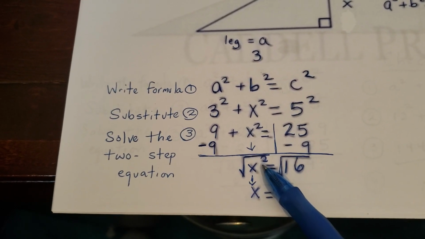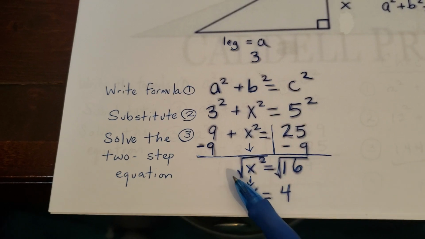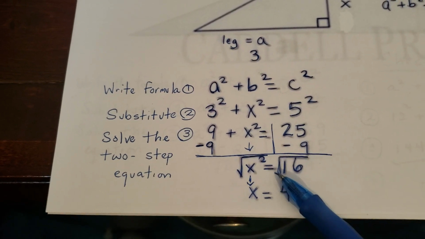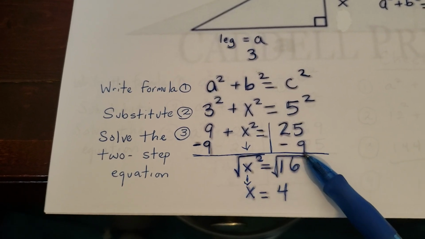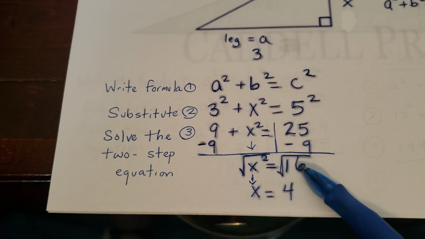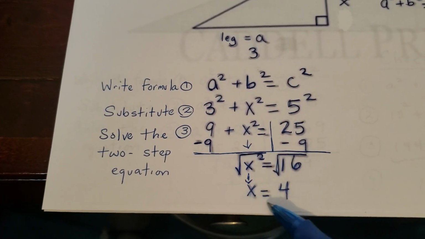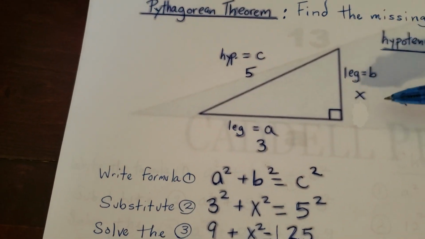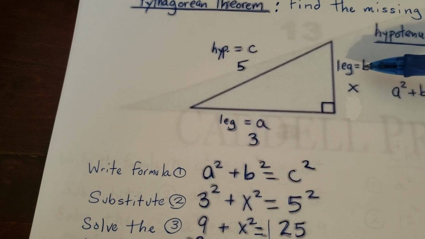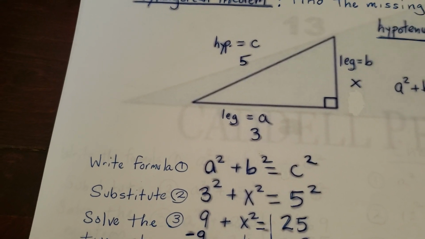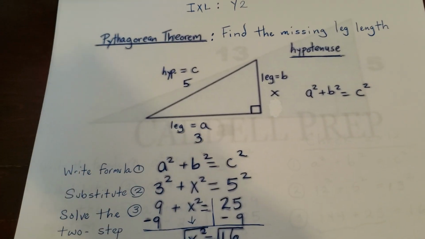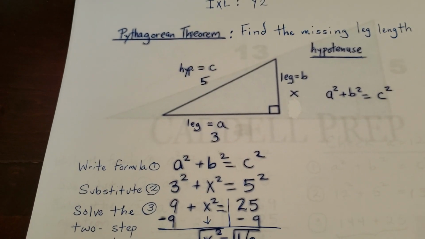But I don't want x squared. I just want x. So the opposite of the square is the square root. So we have to take the square root of both sides. Doing that, the square root of 16 will give me 4. So the missing leg here is 4. Okay? So that's how you find the missing leg. So let's do another problem.